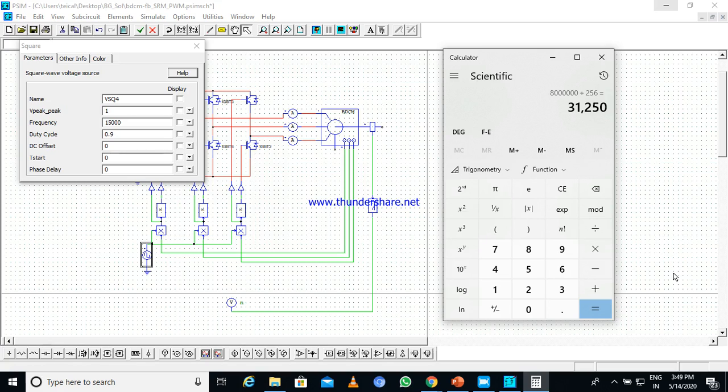And if you use a prescaler of 2, then you will get this kind of 15 kilohertz. So those are the particular trade-offs.